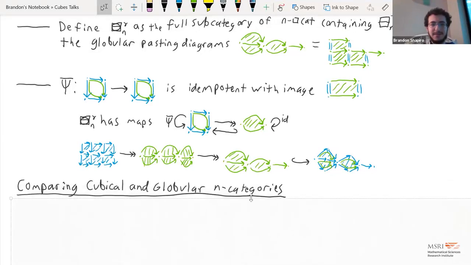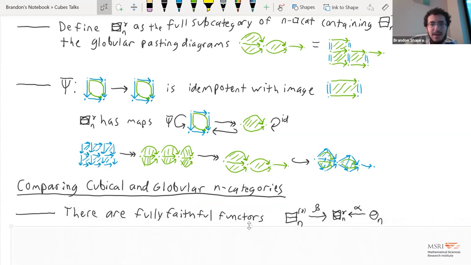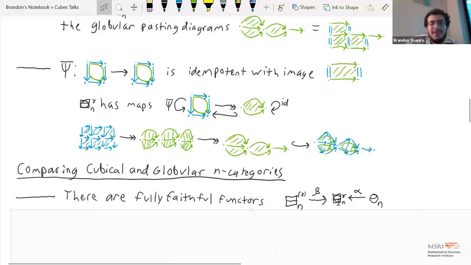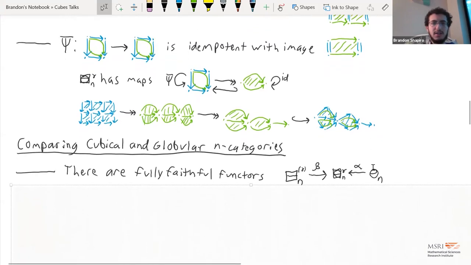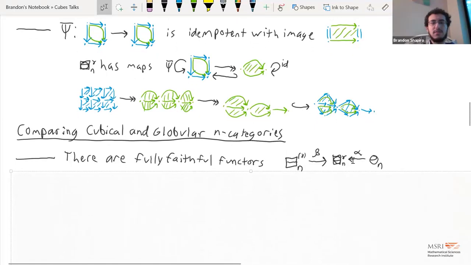So now let's start comparing things. And the way we're going to do this is that this category, I don't even know what to call it, this middle category has full subcategories that look like both cubical theta n, with or without the extra objects we got from connections, and from globular theta n. It becomes fully faithful when we use these instead of these. So I'm going to call these functors alpha and beta, and in the few minutes I have left, start telling you how you can use these functors to compare the subcategories of N categories and cubical N categories on both of these sides.